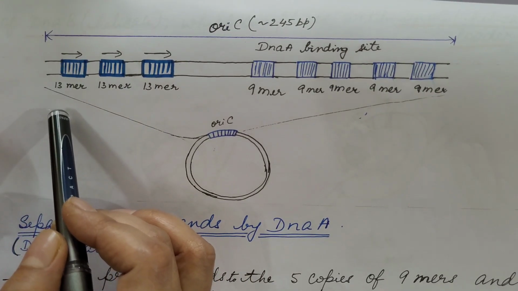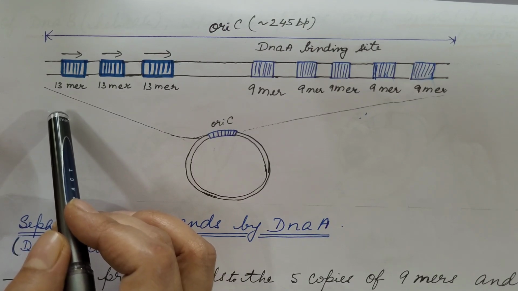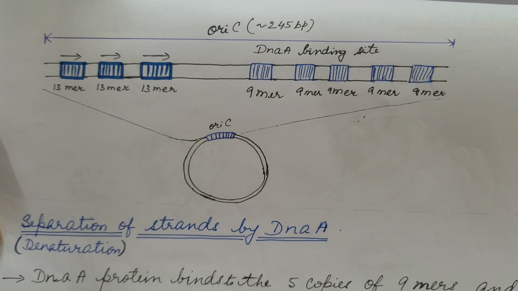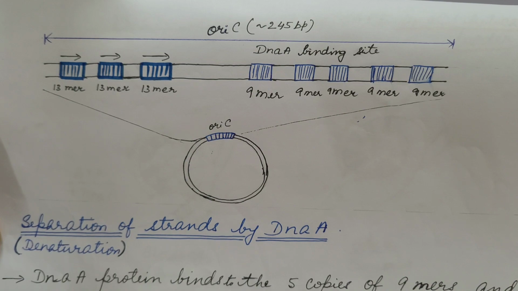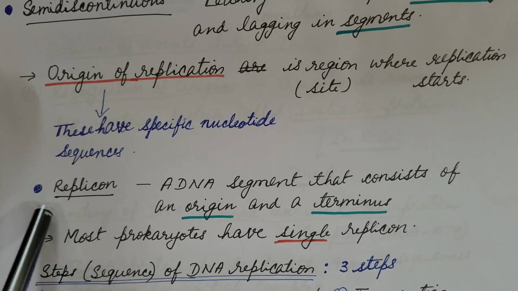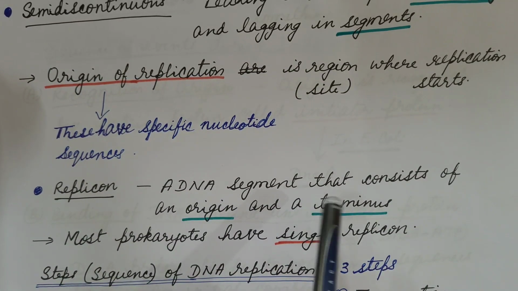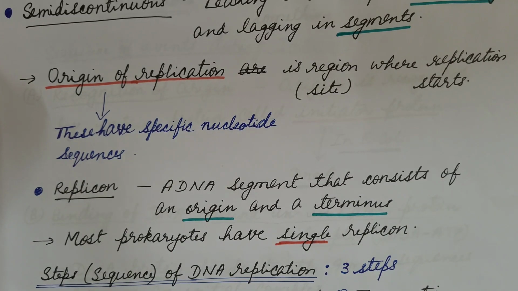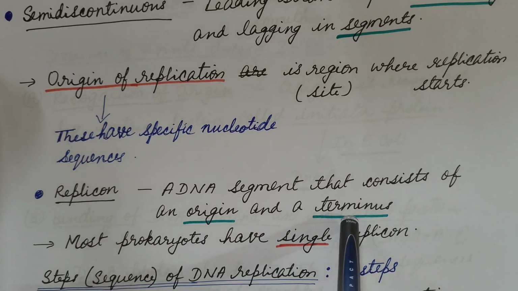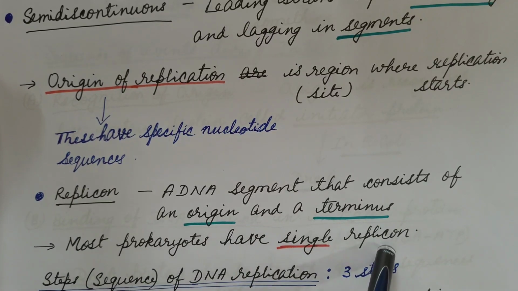AT base pairs are held together by 2 hydrogen bonds and GC base pairs are held together by 3 hydrogen bonds. So the AT base pair is weaker compared to the GC base pair, and hence an AT-rich region can be separated or denatured easily compared to a GC-rich region. Now there is a term known as replicon. It is a segment of the DNA that undergoes replication from a single origin of replication. It has one origin and one terminus. In the case of prokaryotes, it has a single replicon. Hence, prokaryotes are known as monorepliconic.